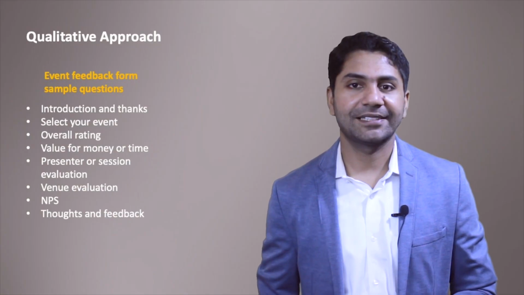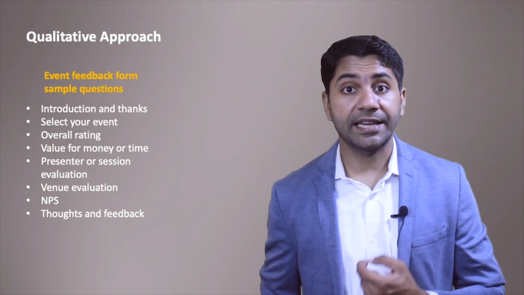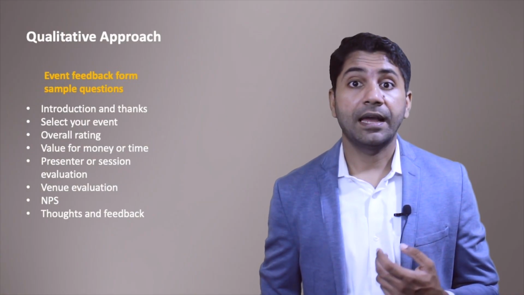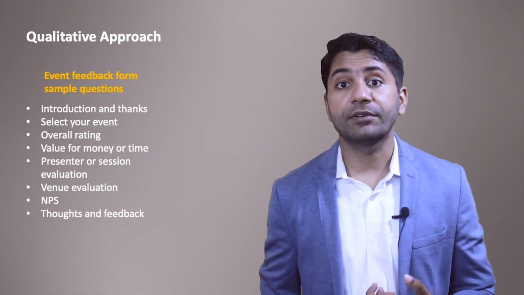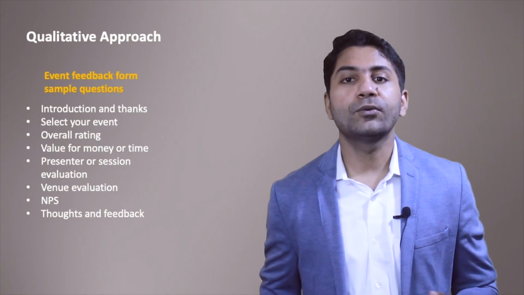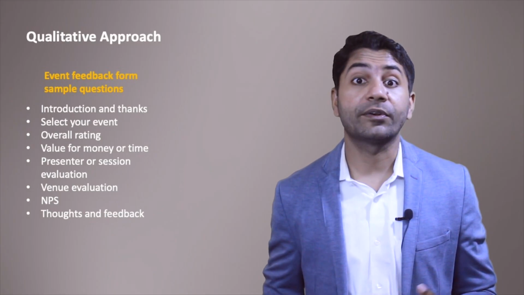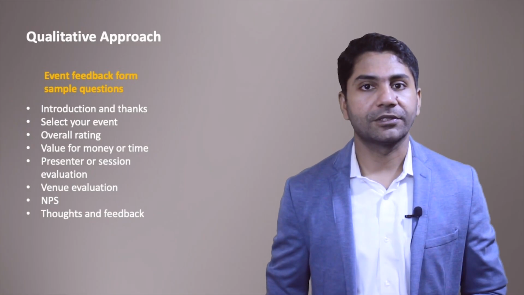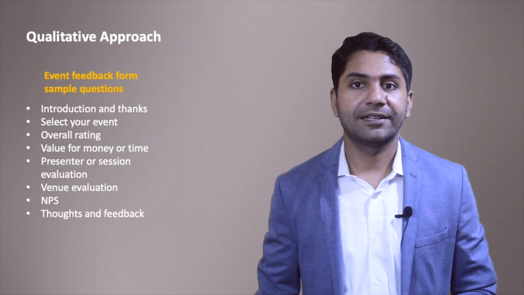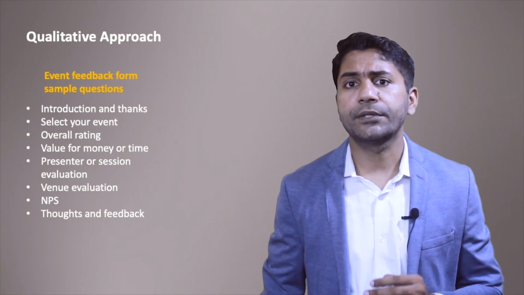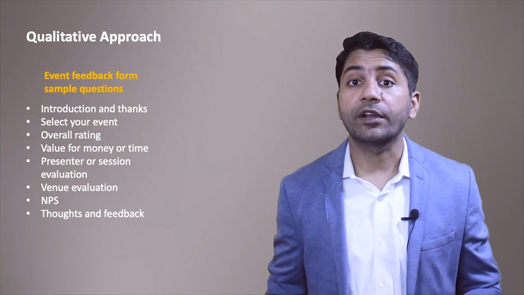Next is NPS, that is Net Promoter Score. It is asking on a scale of 1 to 10, and it seems like a Likert scale. How likely are you to recommend this event to a friend or a colleague? This allows you to evaluate whether your attendees are detractors, who are not likely to recommend your event to others, or promoters, which means they will promote it by word of mouth. Next is thoughts and feedback. Leave some space here for qualitative answers, where your attendees can write any thoughts they have for improvement.